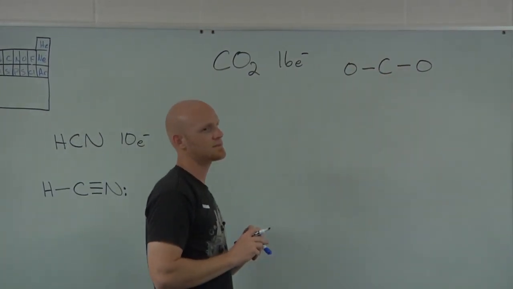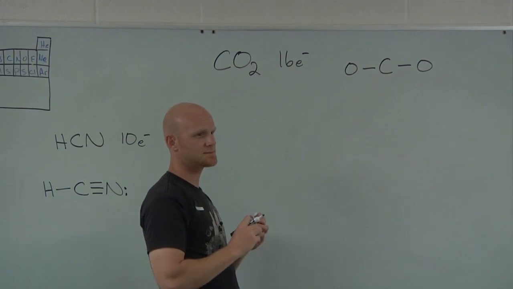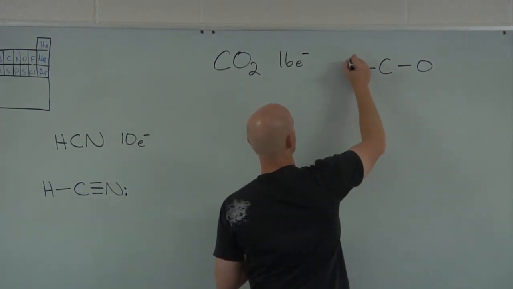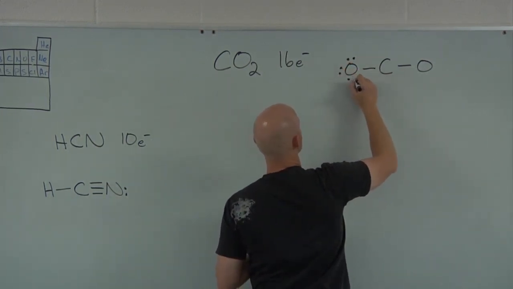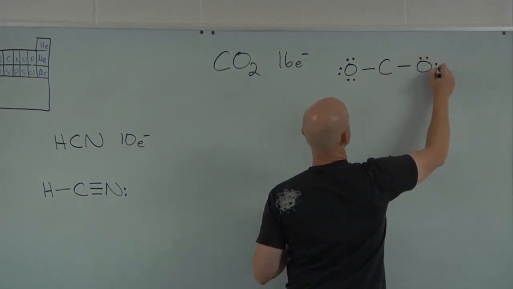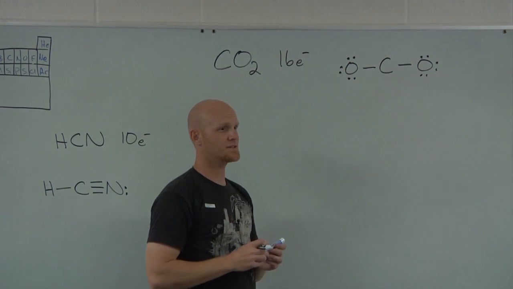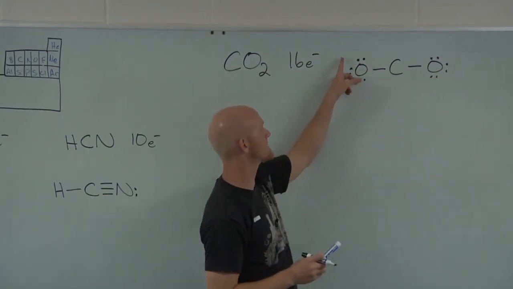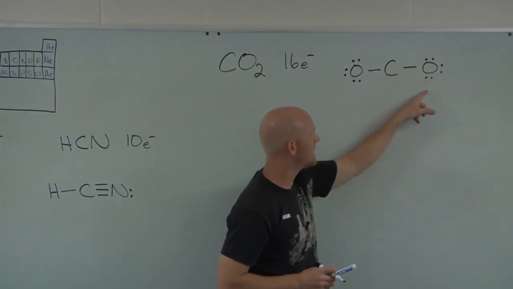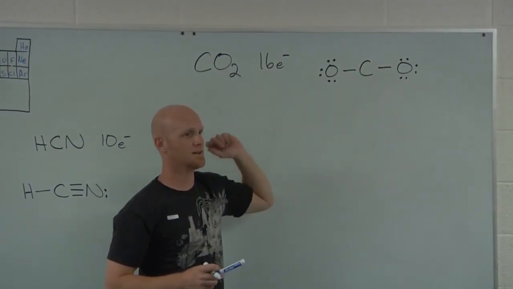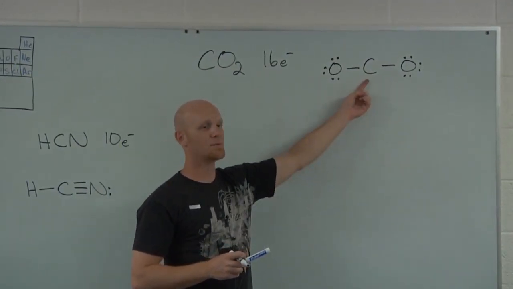all single bonds. Where do I put electrons next? On the outside. Fill them up. And again, you'll always have enough electrons to fill up the outside atoms. Oxygen wants a filled octet, so I'm going to give it to him. Do I have any more electrons for the central atom left over at this point? Well, there's 8. There's 8, and I'm out. I've used all 16.